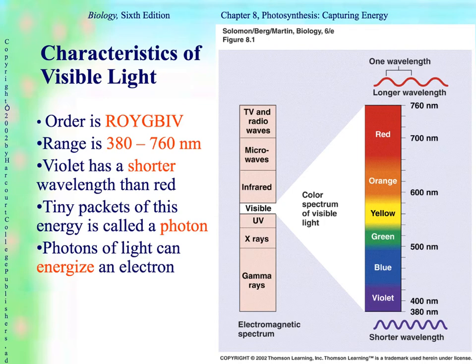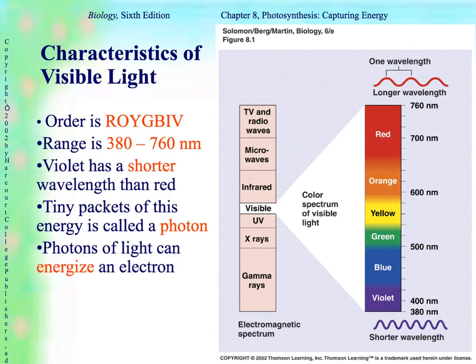So characteristics of visible light, you should know the order. Roy G. Biv: red, orange, yellow, green, blue, indigo, violet. You should know that red is on the longer wavelength, and it starts at 760 nanometers, and we end with violet, which is a shorter wavelength at 380 nanometers. So that is our range, 380 to 760 nanometers.